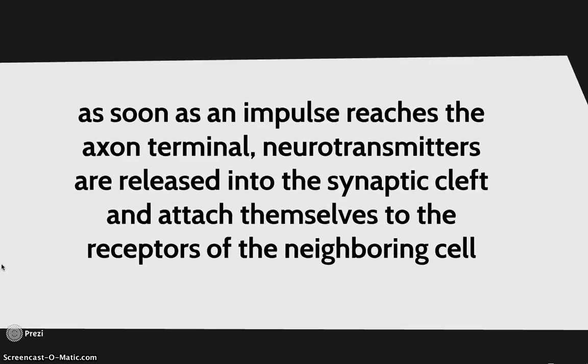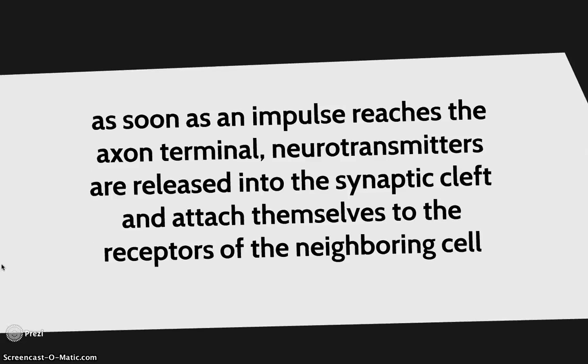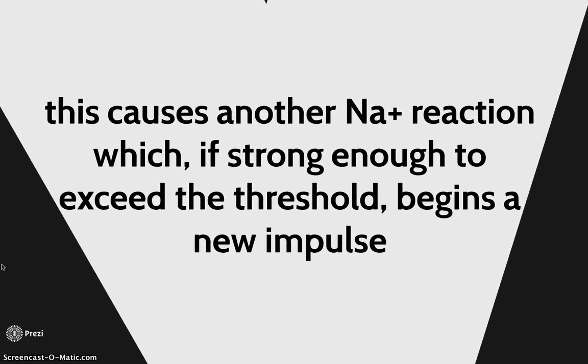As soon as an impulse reaches the axon terminal, neurotransmitters are released into the synaptic cleft and attach themselves to the receptors of the neighboring cell. This causes another Na reaction which, if strong enough to exceed the threshold, begins a new impulse.